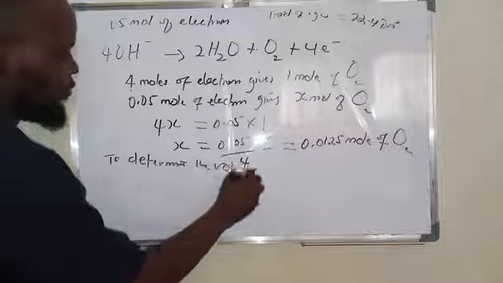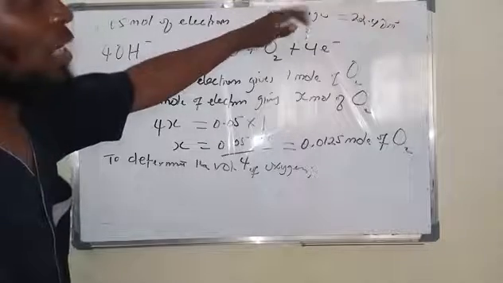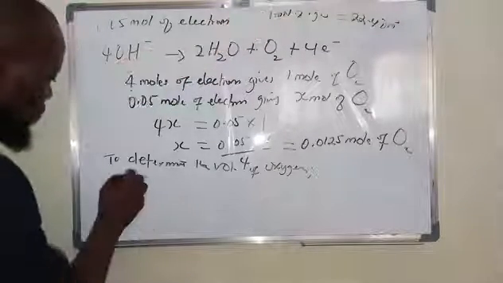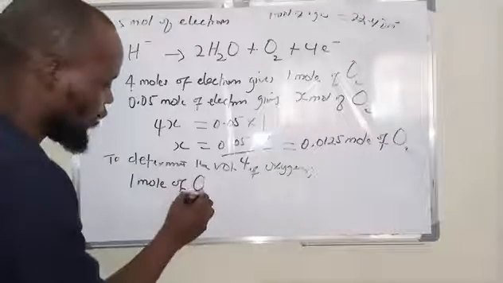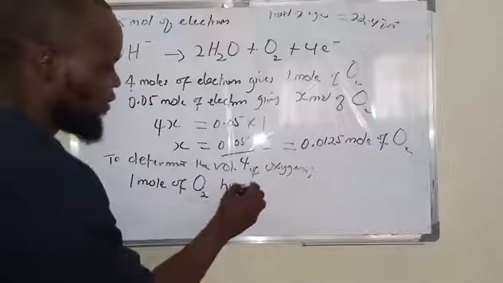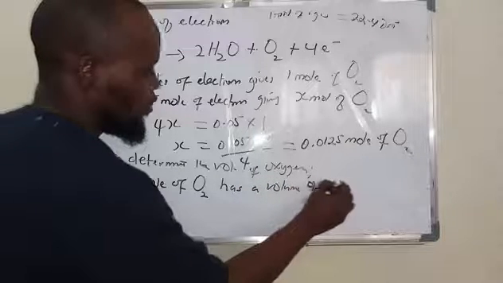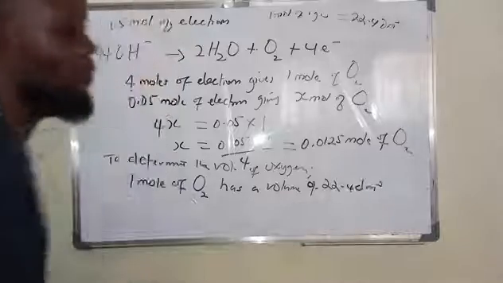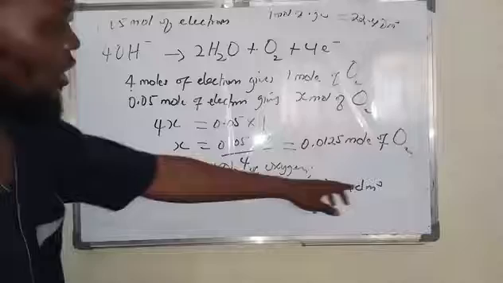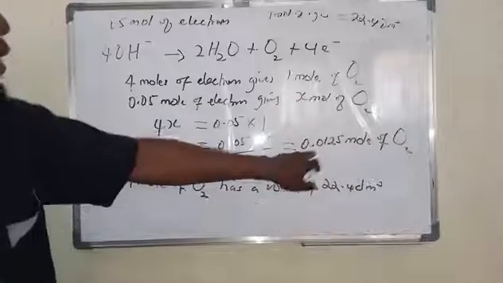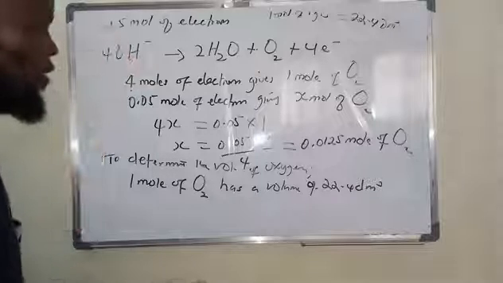To now determine the volume of oxygen, we bring the standards. As far as standard temperature and pressure, we know that 1 mole of any gas, in this case our gas is oxygen, so 1 mole of oxygen has a volume of 22.4 dm cube. Then if one mole has this volume, how many dm cube will 0.0125 mole have, which is what is generated in the electrolysis?